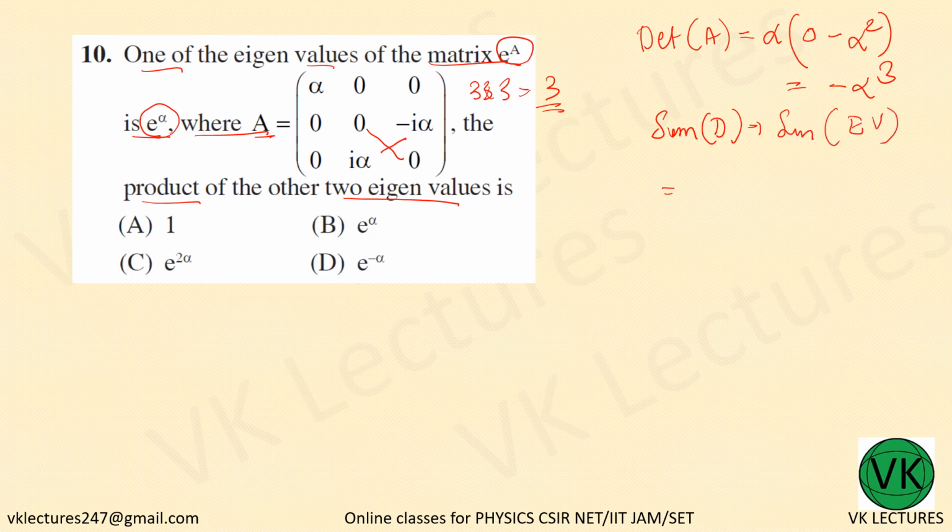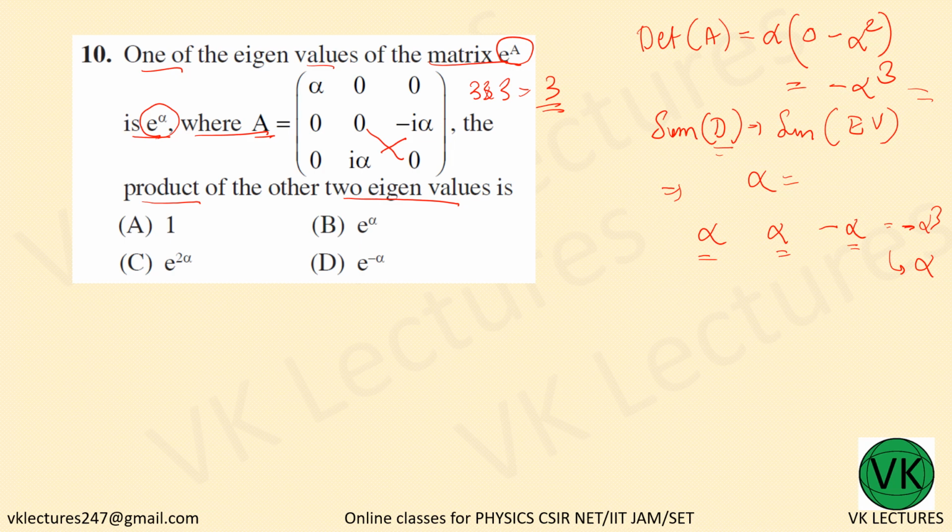So what are the diagonal elements? Alpha, 0 and 0. So sum is equal to alpha. So product is equal to minus alpha cube, sum is equal to alpha. So this we can write as alpha, alpha and minus alpha. You see, alpha, alpha and minus alpha, product is equal to minus alpha cube and sum is equal to alpha. So our eigenvalues are correct. Now what is the question?